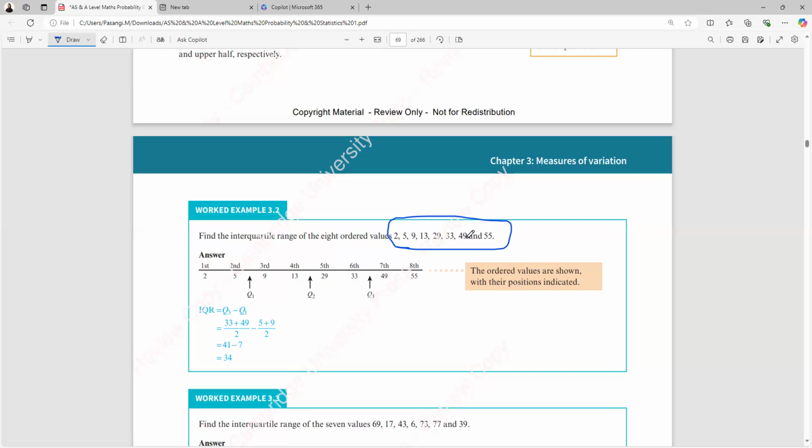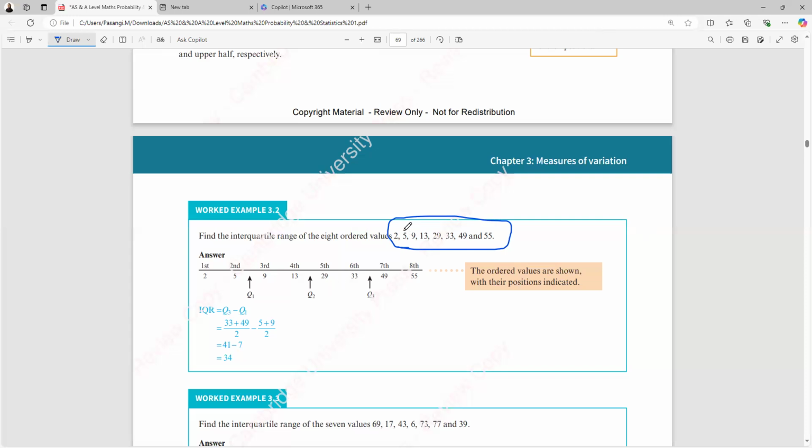So here, what will happen? If the entire data set is not ordered, then the first thing we have to do is make it ordered, and then we need to find Q1, Q2, and Q3.